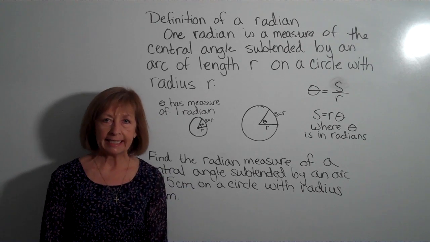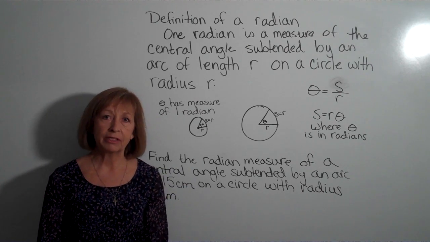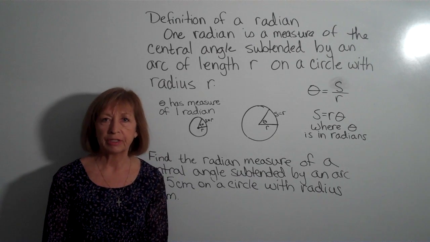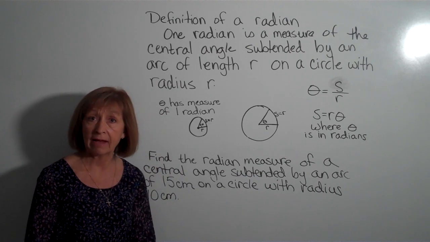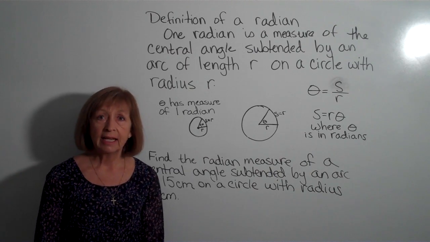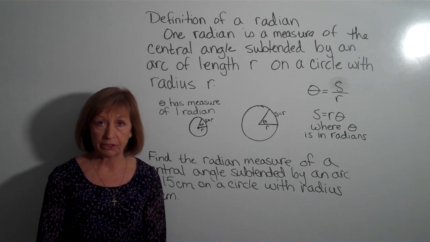There's a way of defining angle measurements that is crucial in the work in trigonometry, and also looking at trigonometric functions when we want to graph them and that sort of thing. And this is the idea of a radian measure.